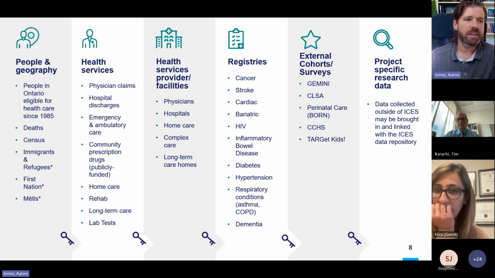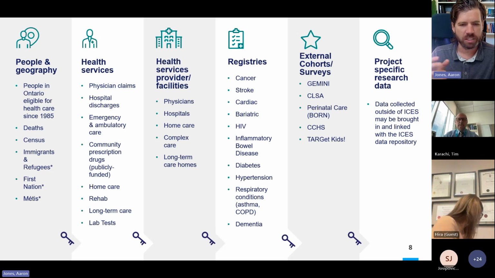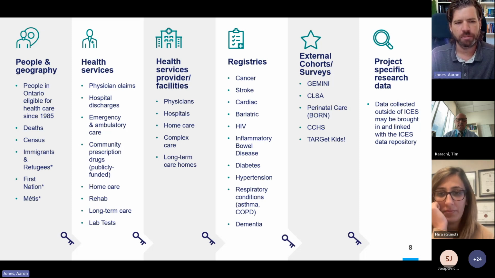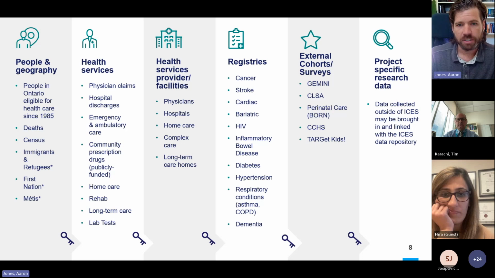decades. We have data on births, deaths, eligibility for public health insurance in Ontario, as well as 6-digit postal codes, so you can do linkages between lots of neighborhood level factors for where people live. There are some additional demographic identifiers that require special access procedures, but there is data on immigration, refugee, as well as First Nation and Métis identifiers. But the bulk of the data at ICS is the health services data.